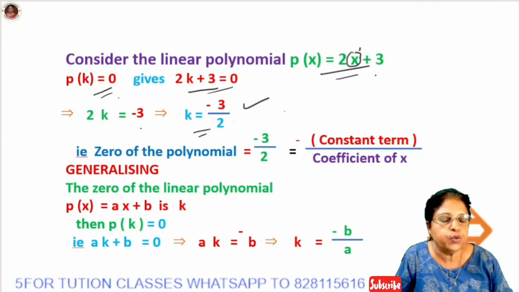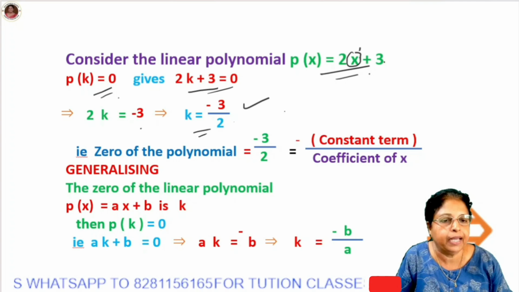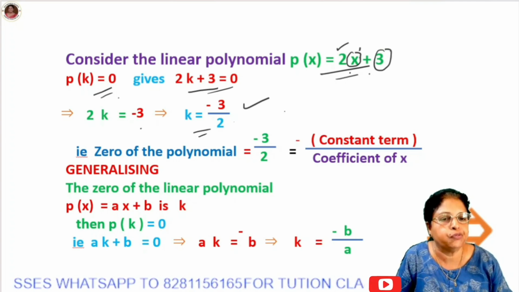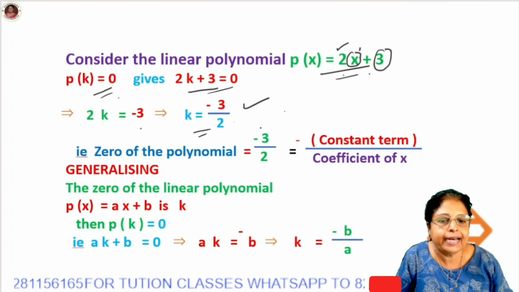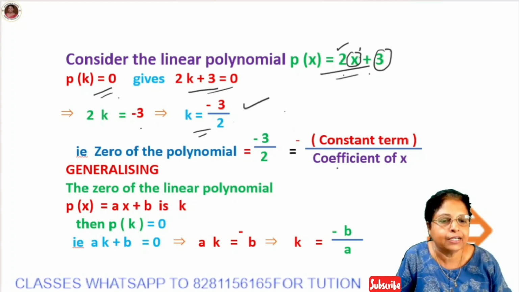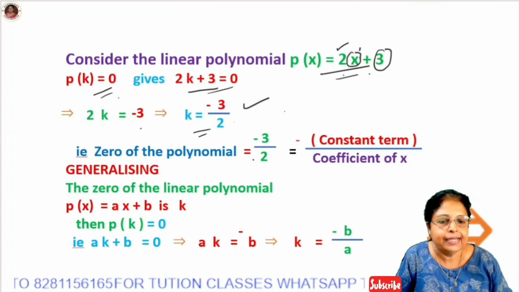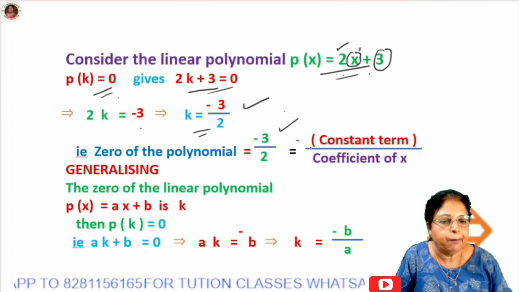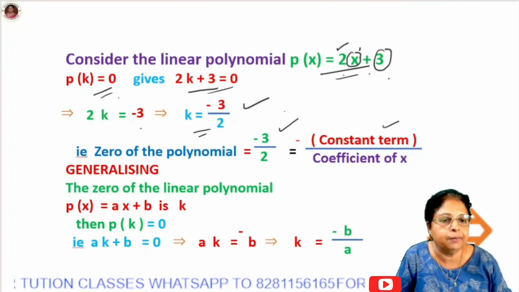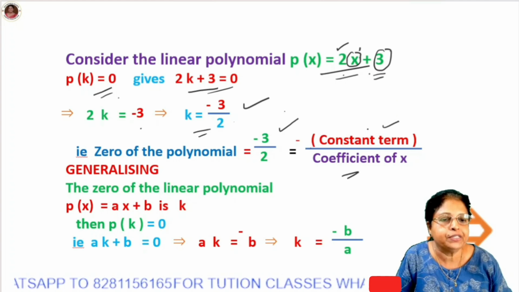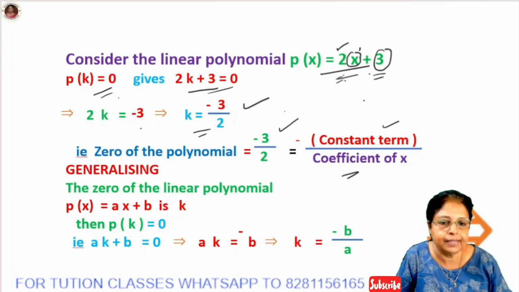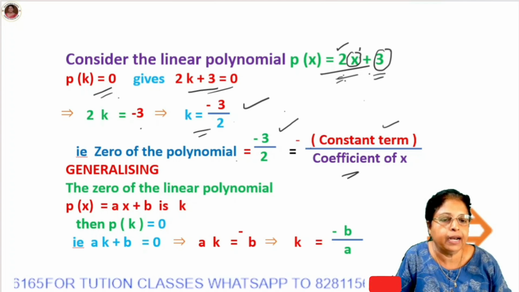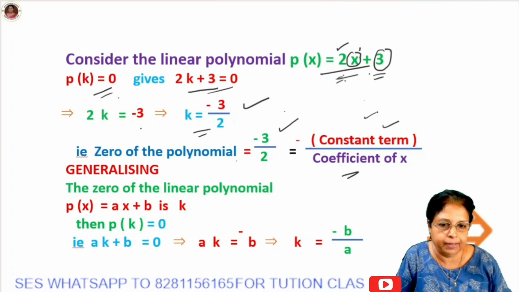And we know 2x plus 3 is the polynomial. Here 3 is the constant term and 2 is the coefficient of x. Then we can relate the zero of this polynomial and the coefficients like that. Zero of the polynomial is minus 3 upon 2. That means minus of constant term upon coefficient of x. Is it? So we got a relation between zero of the polynomial and the coefficients of the polynomial.